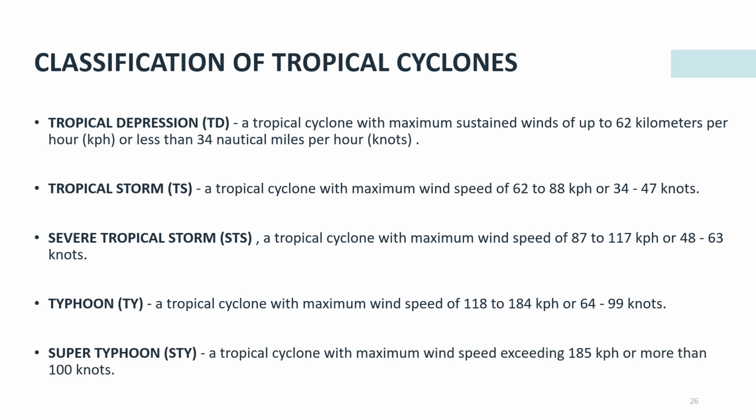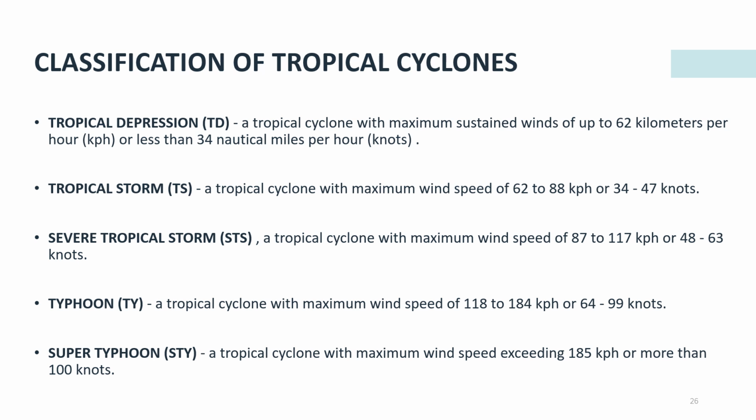And lastly is the super typhoon. It's a tropical cyclone with maximum wind speed exceeding 185 kilometers per hour, or that is more than 100 knots. So that's all for the classification of the tropical cyclones.